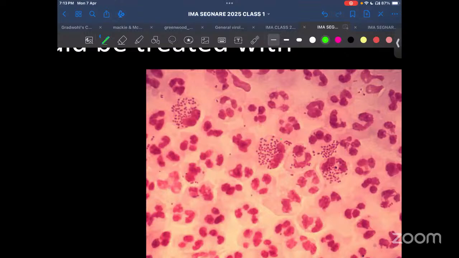This is a cell, a neutrophil or pus cell. This is also a neutrophil or pus cell. You can see the multilobulated nuclei of the neutrophil. Now inside the neutrophil, what do you see? What is the color of the organism? It is pink in color, so it is gram negative.